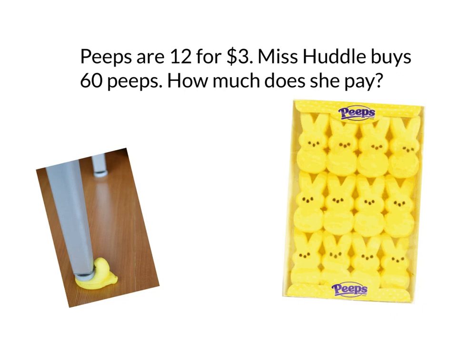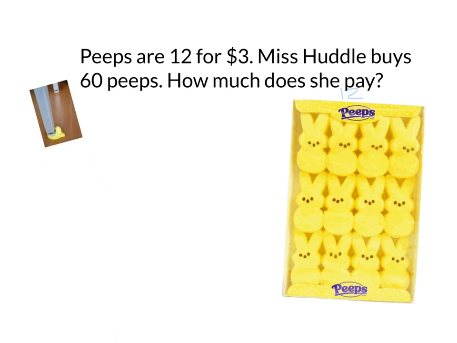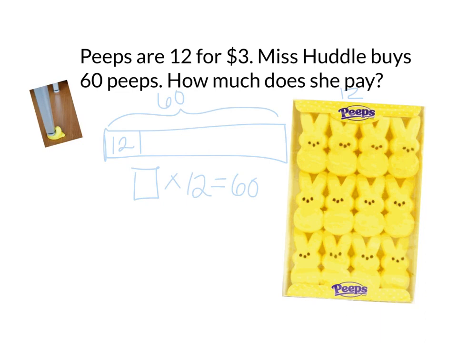All right. Well, hey, here's a nice package of Peeps, and we can see that 12 Peeps come in the package. So, if 12 Peeps come in the package and you have to buy 60, first we have to figure out how many packages of Peeps you need. Can I draw a bar model? Yeah, absolutely. If we want to get 60 Peeps all together, but they come in packs of 12, we need to know how many packs we need. Some groups of 12 is going to be equal to 60. How many groups of 12 equal 60?